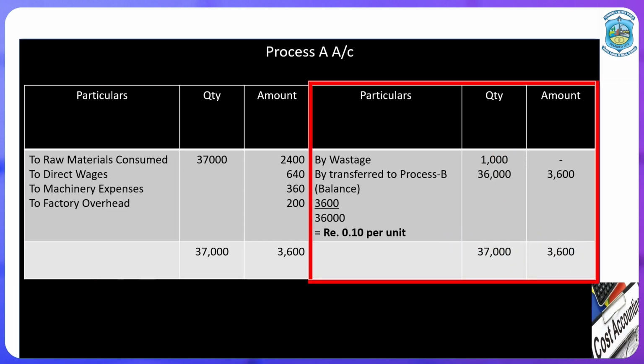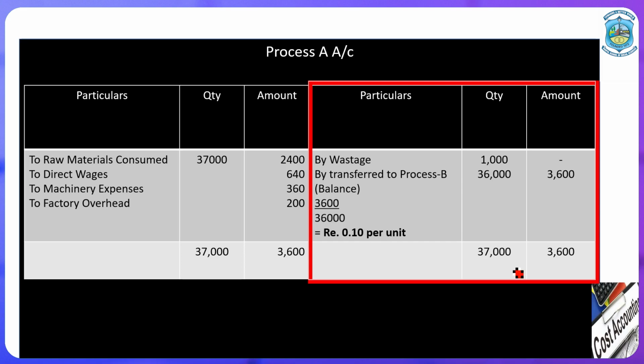Now, as per the question, the wastage is 1000. So we have to mention on the credit side, by wastage, 1000. Wastage does not realize any amount. That is why in the amount column we mention a dash or nil, because no amount is realized from wastage. Then you can total the credit side also. The total must be 37,000 in units and 3,600 in rupees.